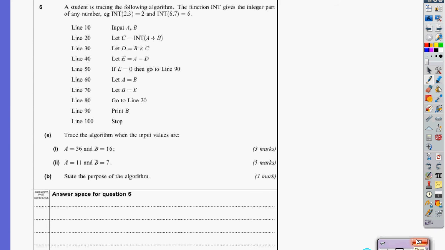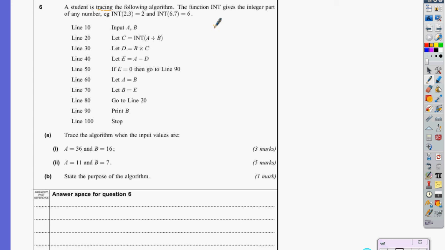Okay, question 6. This is one of those pseudo-English or computer algorithms. So first things first, we're going to set up a table. So a trace table of what we're going to do. We're going to trace the algorithm. That's the word they use for it, tracing the algorithm.